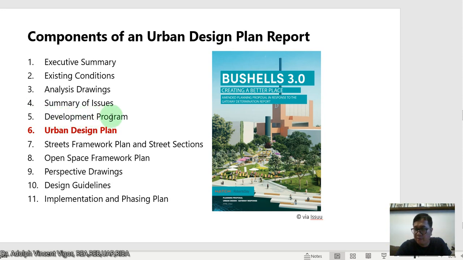Then you have here the development program. Then the urban design plan, which is the three-dimensional component of the project. Then you have the street framework plan and the street section plan, the open space framework plan, the perspective drawings, which I think most of you are familiar with, the design guidelines, and then the implementation and phasing plan. Because if an urban design plan is already quite large, you may need to implement it by phases because of the realities such as funding and support.